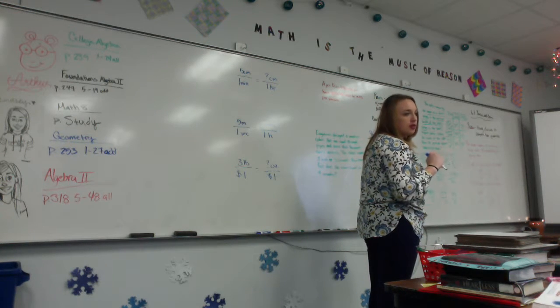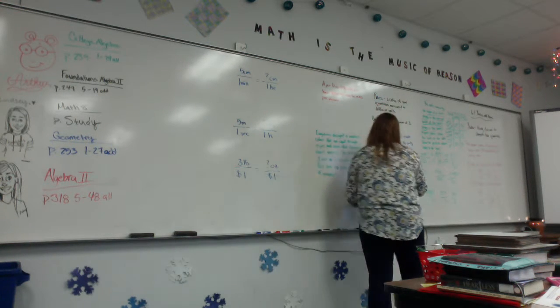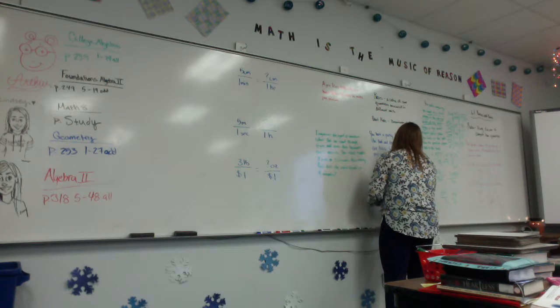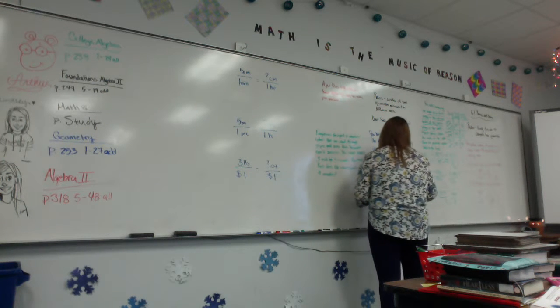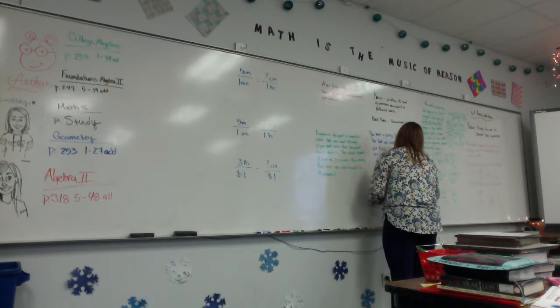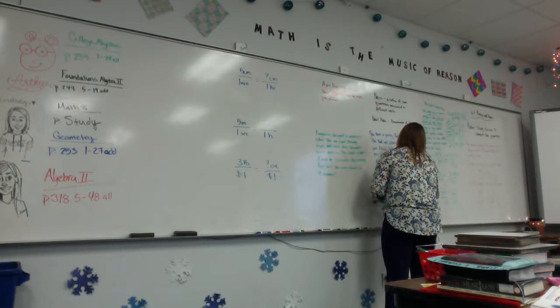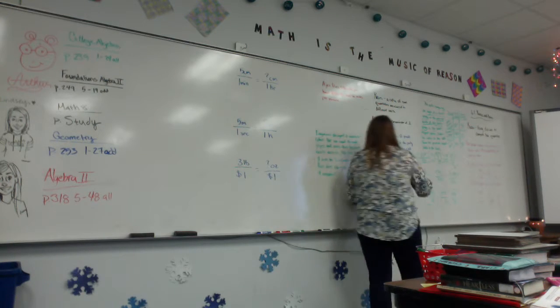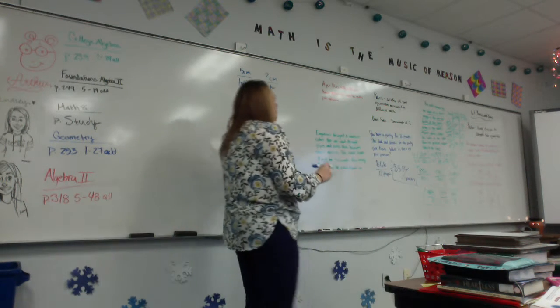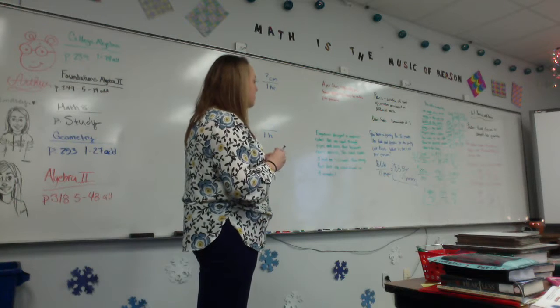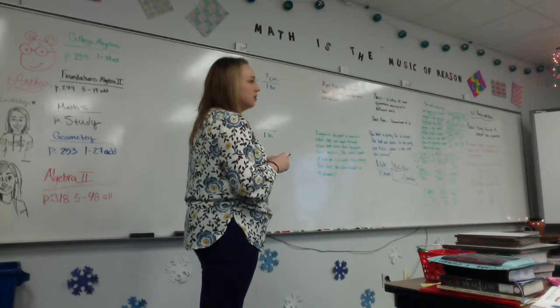So how much did you get? I got $5.50. So I'm going to say $5.50 over 1 person. Okay, so I can leave it. It's still in a ratio. It's a rate. Okay, $5.50 over 1 person.